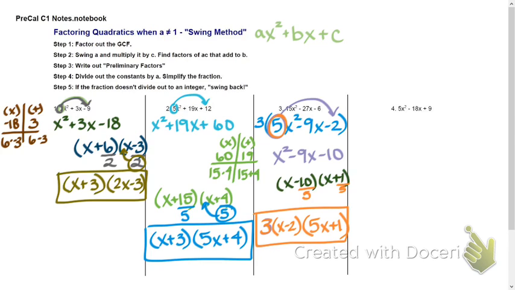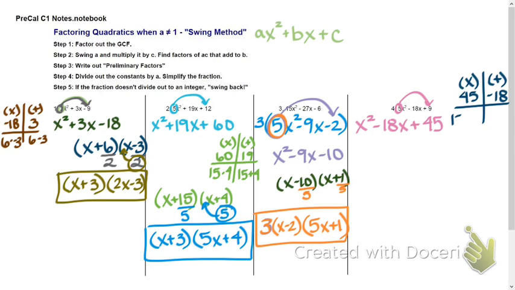Then number 4, same thing. These don't have a common factor, so skip to step 2. Swing the 5 forward. So we have x squared minus 18x plus 45. I need to find two numbers that multiply to get 45 and add to get negative 18. I know it's going to be a combo of 15 and 3, but they're both going to have to be negative.